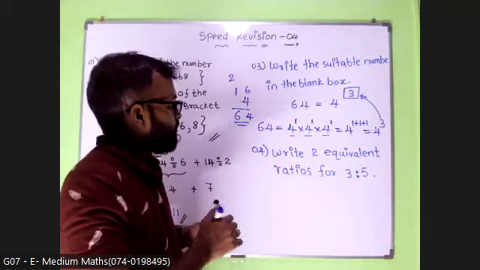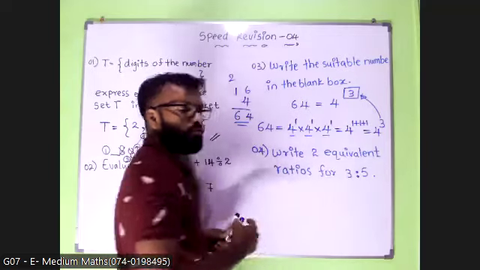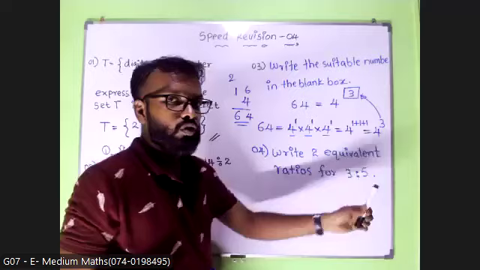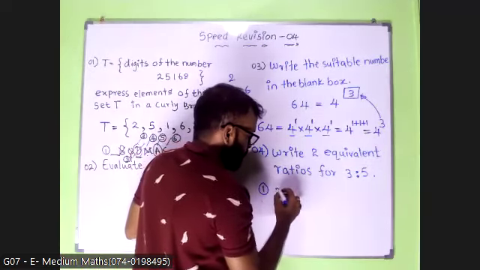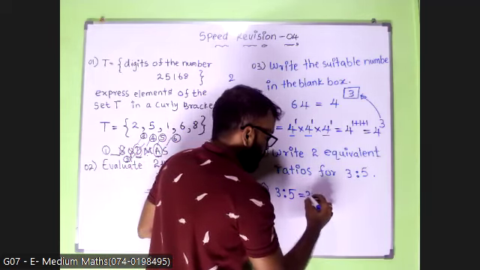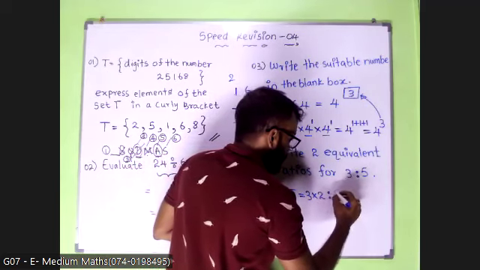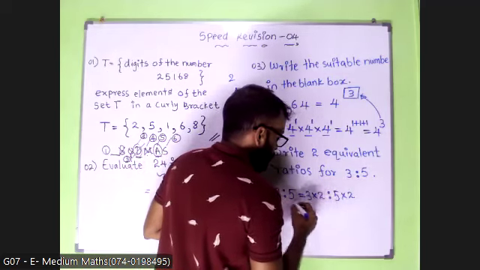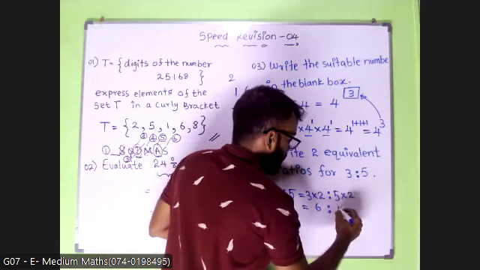Then write two equivalent ratios for 3 to 5. I am going to multiply this ratio, both sides, by 2 first. First equivalent ratio for 3 to 5: I am going to multiply 3 by 2, and 5 by 2. This is an equivalent ratio for 3 to 5. 3 times 2, 6. 5 times 2, 10.